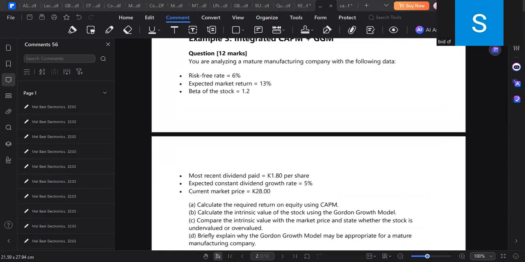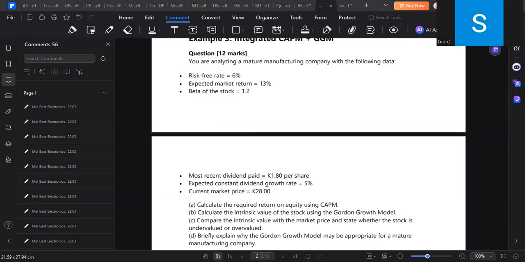So we're given a stock which has the following characteristics. Number one, risk-free rate is 6%, market return 13%, beta 1.2, most recent dividend paid is 1.8, constant growth dividend is 5%, market price is 28. Calculate the required rate of return using the CAPM model.